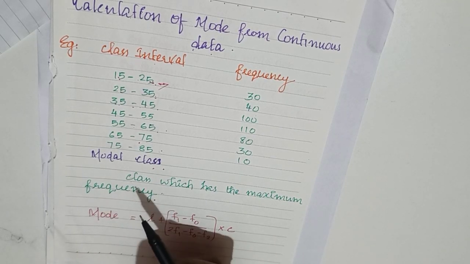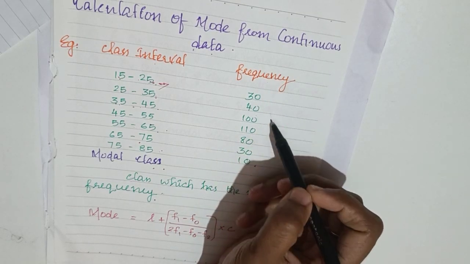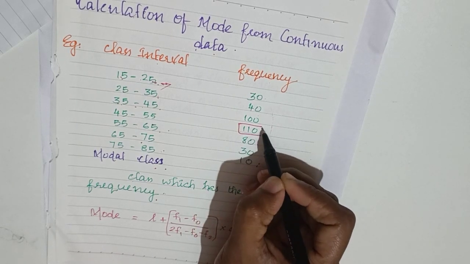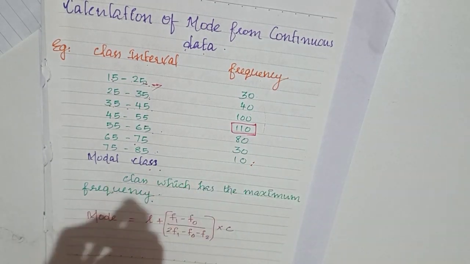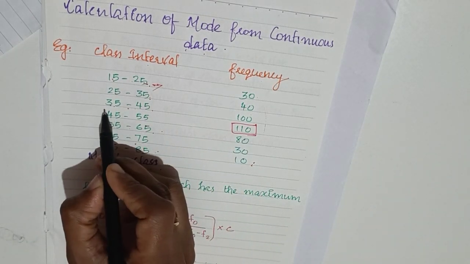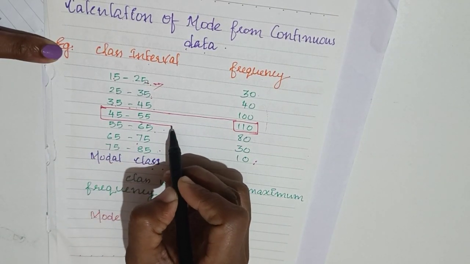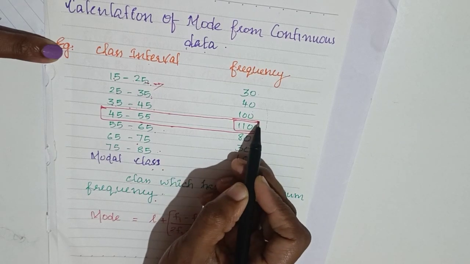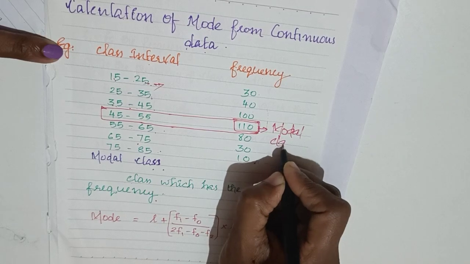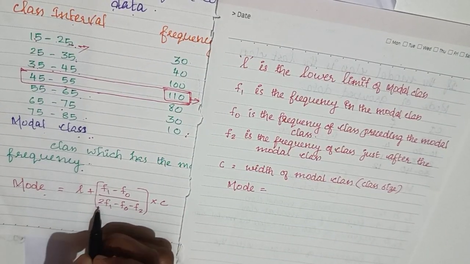So for finding out the modal class, first we have to see the frequency. From this frequency, the maximum frequency is 110. That is, the highest frequency is 110. And the class which is having the maximum frequency, that means this, is known as modal class. This 45 to 55 and frequency 110 is considered as the modal class.